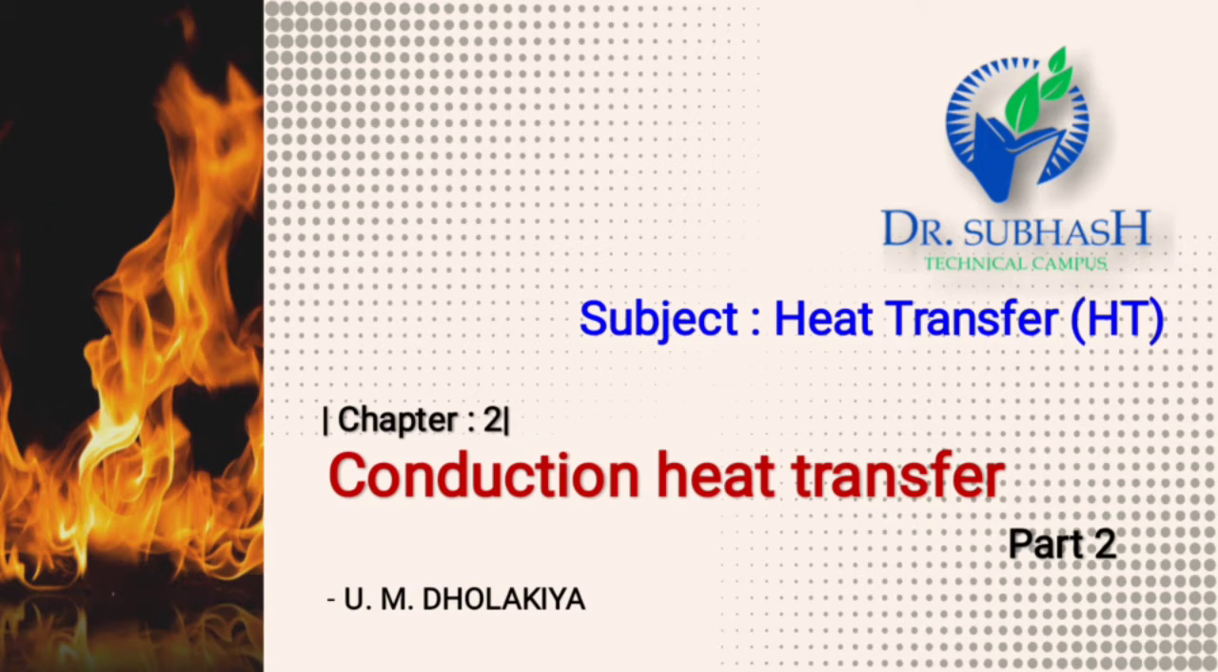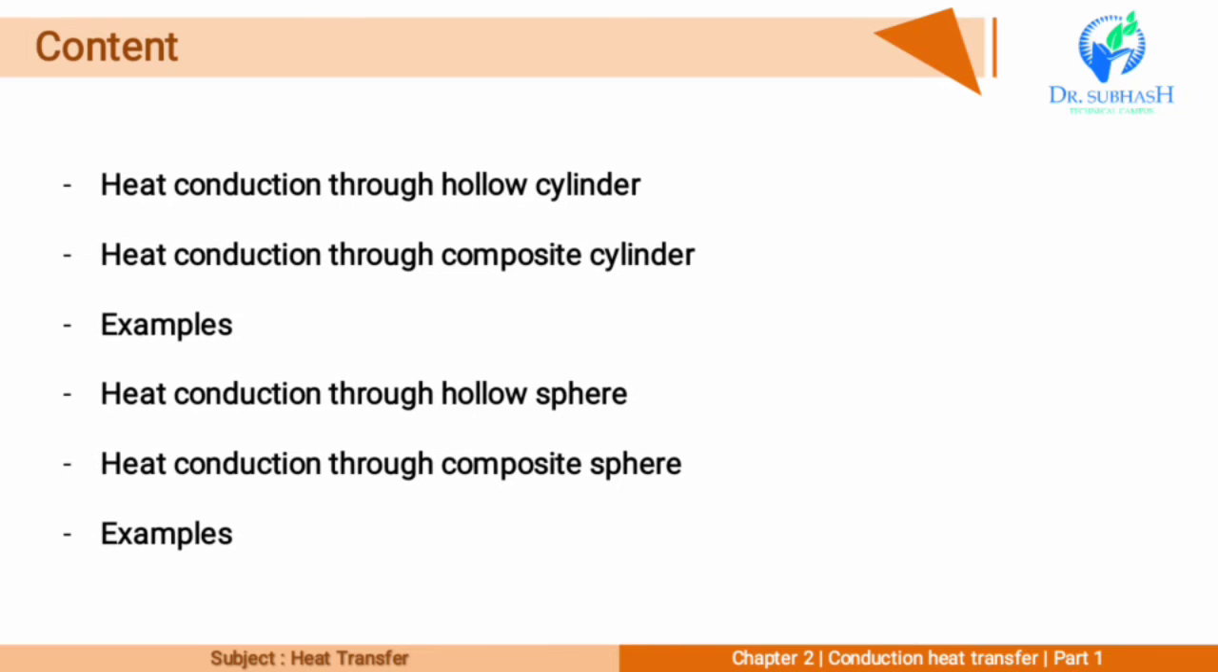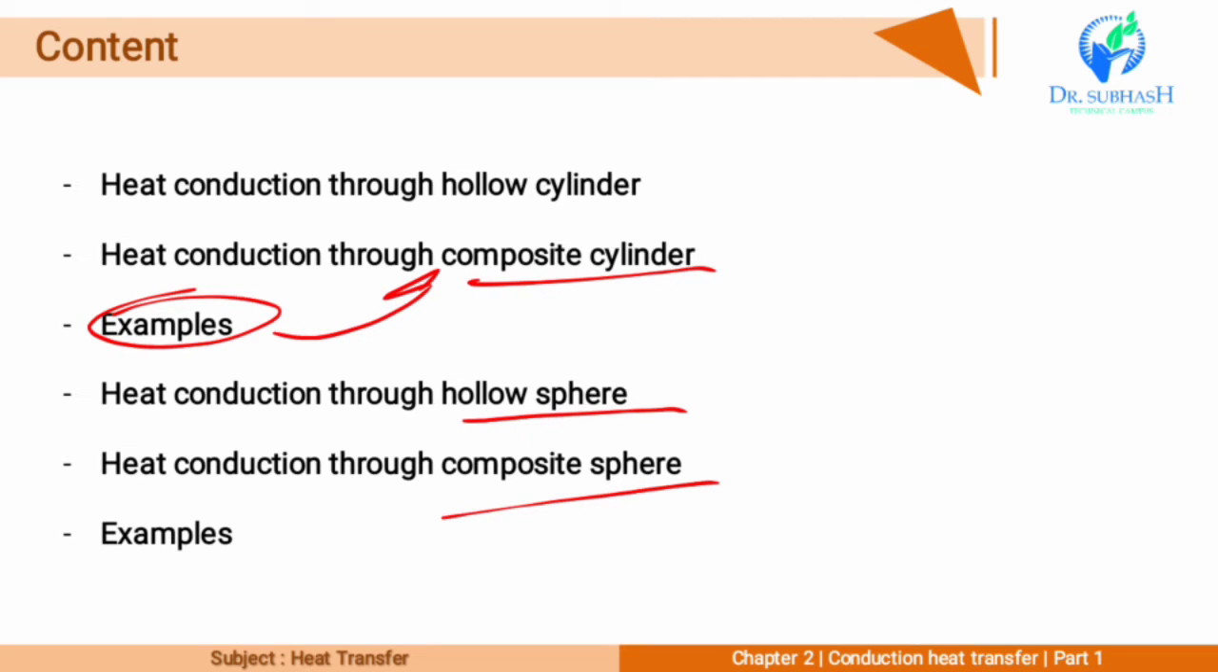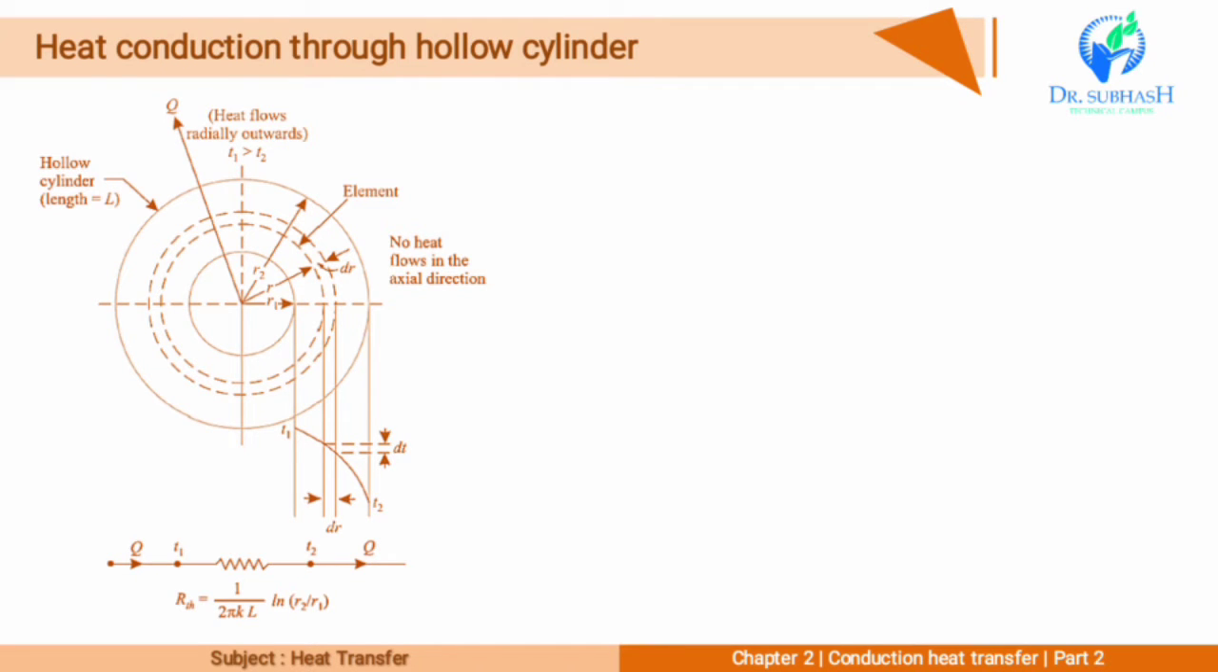In part 2 of chapter number 2, conduction heat transfer, we discuss heat conduction through a hollow cylinder, heat conduction through a composite cylinder, examples related to the above theory, and then heat conduction through a hollow sphere, heat conduction through a composite sphere, and examples related to the above theory. So let's start with the first derivation: heat conduction through a hollow cylinder.